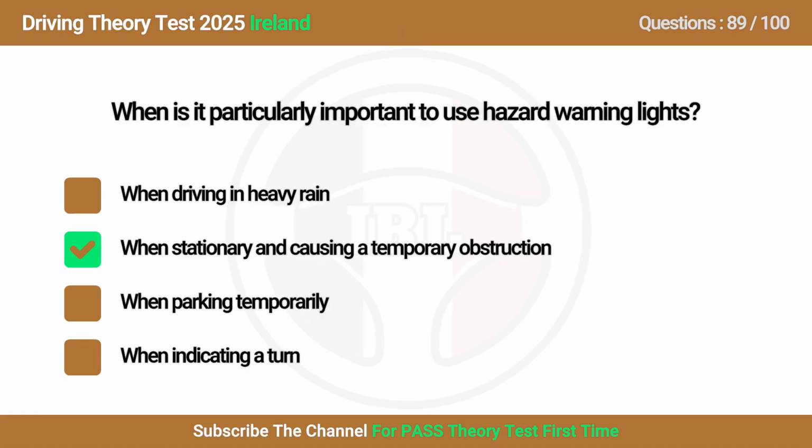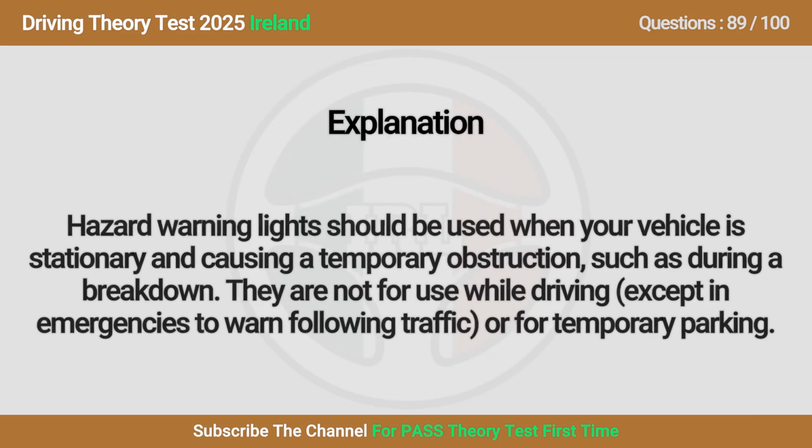Answer is B. When stationary and causing a temporary obstruction. Hazard warning lights should be used when your vehicle is stationary and causing a temporary obstruction, such as during a breakdown. They are not for use while driving except to warn following traffic or for temporary parking.